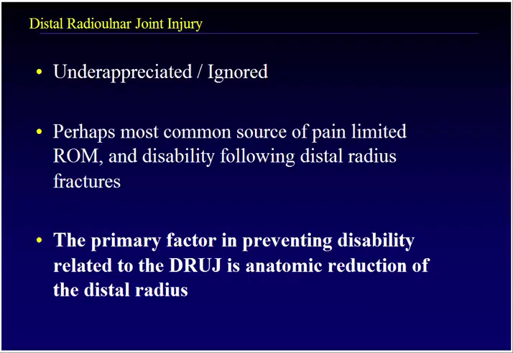Now, the last thing is distal radial ulnar joint injuries. These are typically underappreciated and often ignored. They're perhaps the most common source of pain, limited range of motion, and disability following distal radius fractures. The primary factor in preventing disability related to the DRUJ is to anatomically reduce the distal radius. If the distal radius fracture is anatomically reduced, then the distal radial ulnar joint will likely follow and cause minimal problems. Remember that the DRUJ has both rotation and translation, and the triangular fibrocartilage complex is the primary stabilizer of the DRUJ. So the TFC is very important.